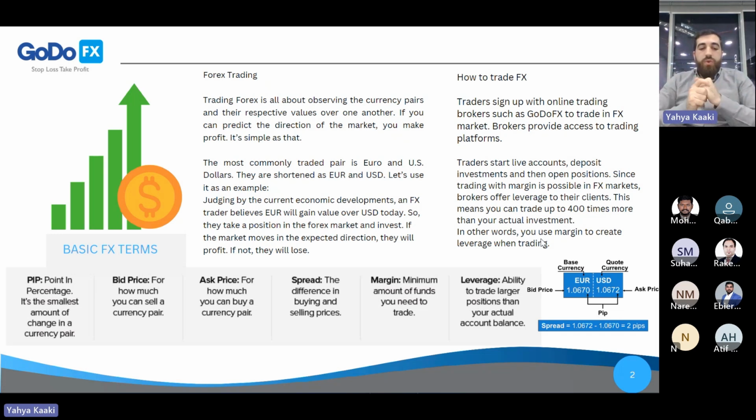So here we go. Okay, here's our MetaTrader. If someone can write me in the chat if you're able to see our screen, so I can proceed with this.